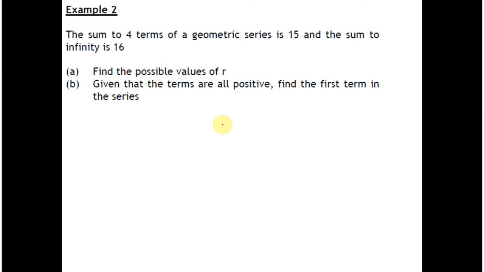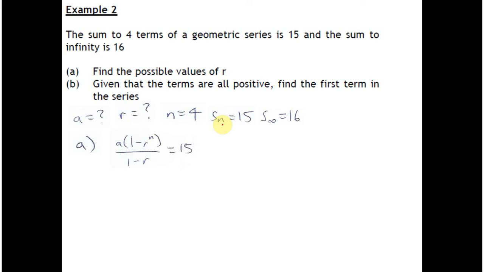Second example. The sum to 4 terms of a geometric series is 15. And the sum to infinity is 16, and we're to find the possible values of r for part A. So in part A, a we don't know, r we don't know, n is 4 for the sum to 4 terms, and our sum to those 4 terms is equal to 15, and the sum to infinity is equal to 16.